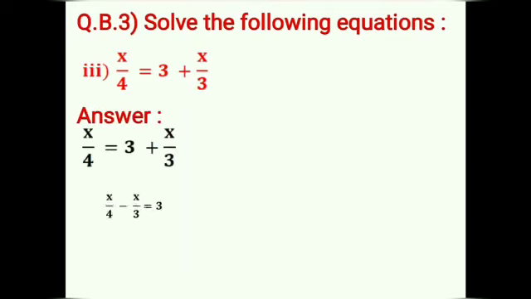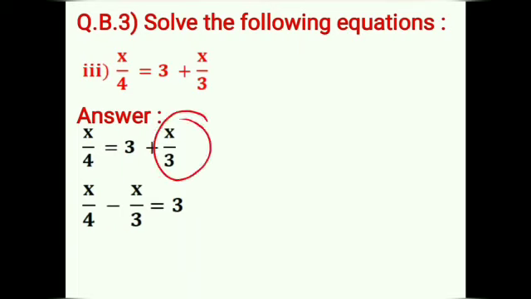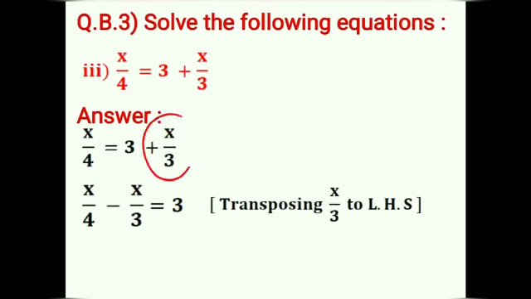Now transposing x by 3 to the left hand side. Okay, so now the sign of this x by 3 on the right hand side is plus, so we have to shift this x by 3 to the left hand side, so that's why here we have to change the sign of x by 3. So here sign is plus, so we have to write down here minus.